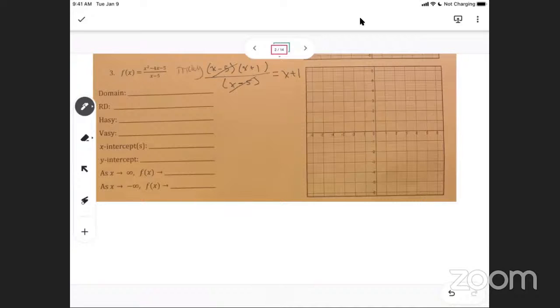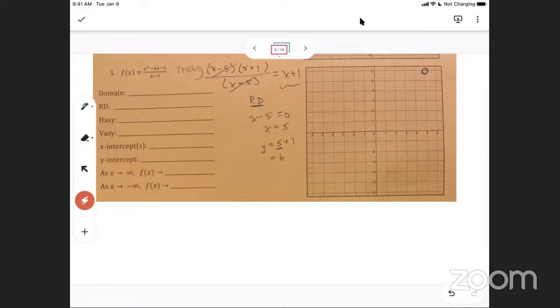So the removable discontinuity has to do with what you canceled out. So x minus 5 is what you canceled out. Set that equal to 0, and that tells you where your hole is going to be. It's going to be at x equals 5. So now I have to plug that back into my new function. So y would equal 5 plus 1, because that's x, right? So y equals 6. So there's a hole at 5 comma 6. So 5 comma 6, I'm going to just put a hole right there. And then you can just go to your function and draw your function in.